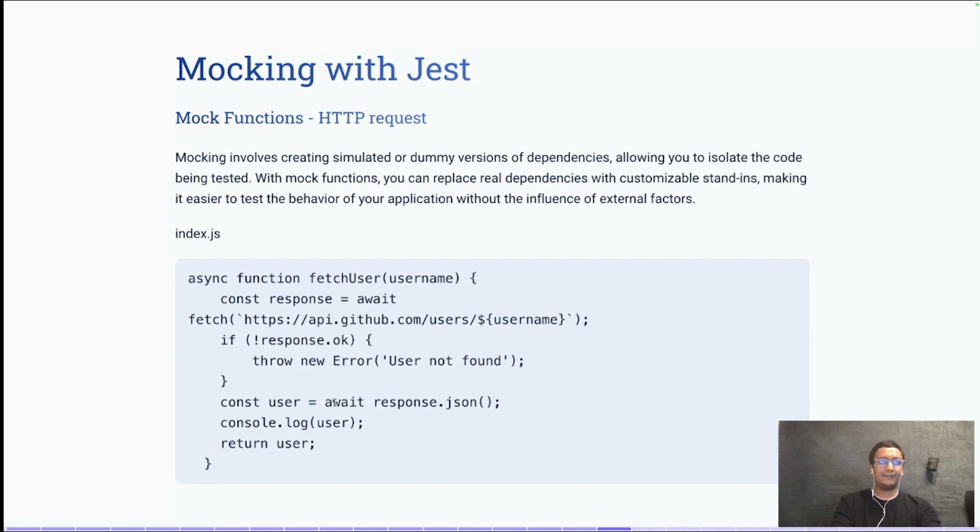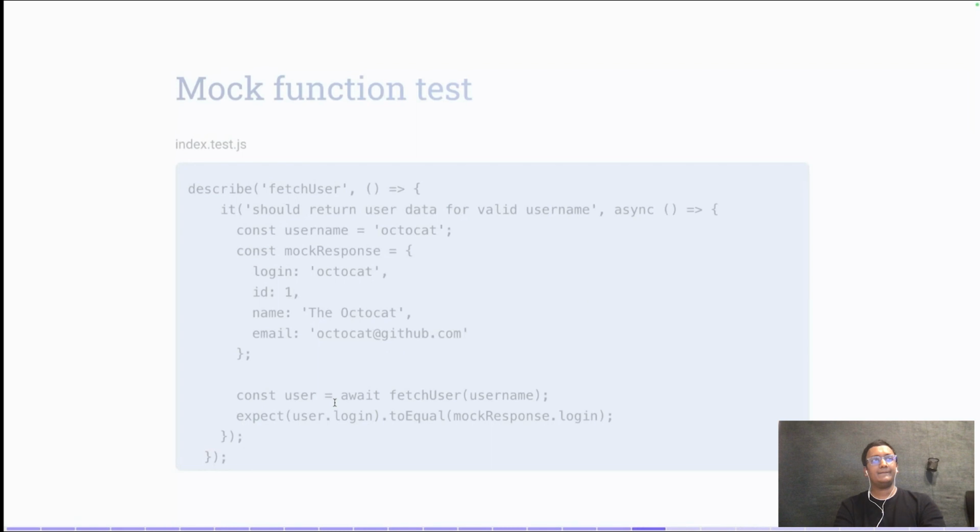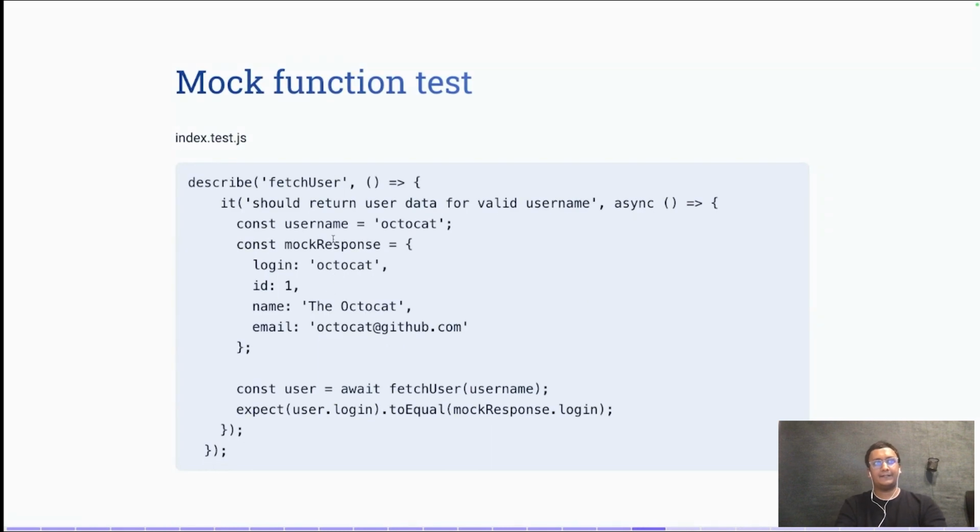So in order to test this function, what we can simply do is write one test case. So what I have done is I have hard coded the username, which is octocat, and in response I'm expecting login should be octocat, ID should be 1, name should be this, and email should be this one.